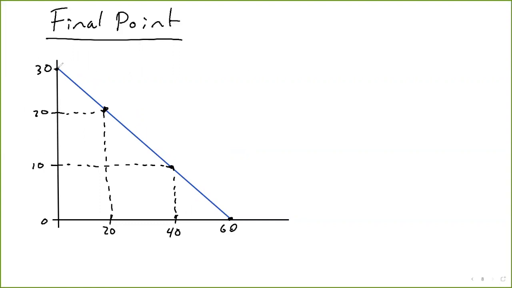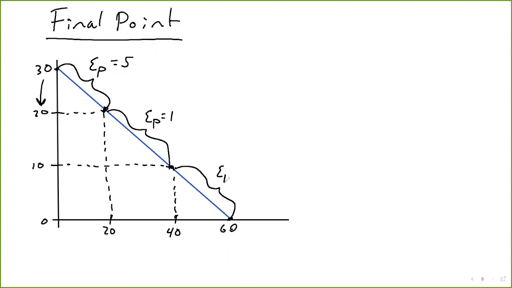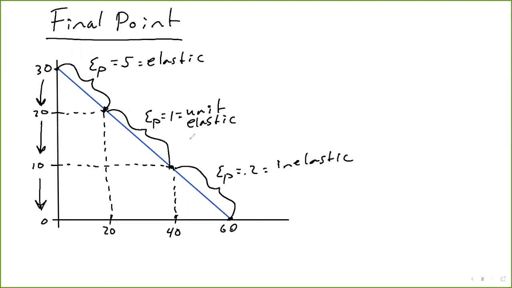And so I'll leave it as an exercise for you to verify this. But the elasticity across this change from 20 to 30 is 5. And then from 20 to 10 is 1. And from 10 to 0 is 0.2. And so we have elastic, unit elastic, and inelastic demand all on the same linear demand curve. So again, I'll write this for emphasis. Constant slope does not imply constant elasticity.